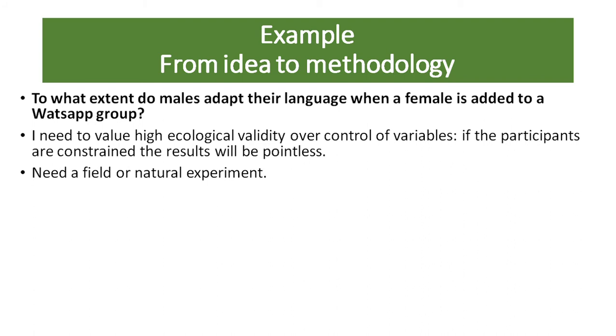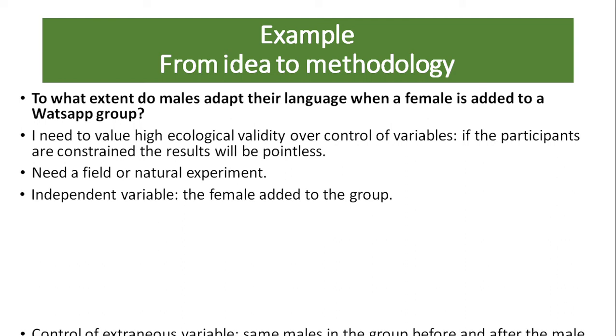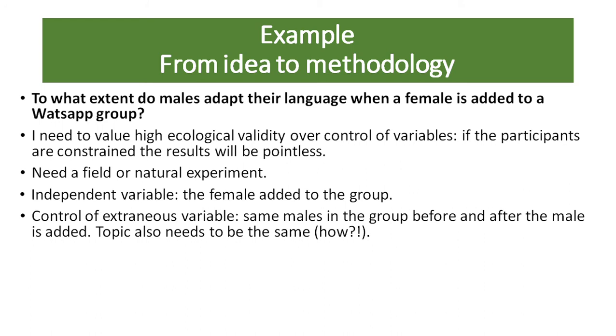So I've decided I'm going to need a field or a natural experiment because I want to have high ecological validity. My independent variable is going to be the female who I'm going to add to the group. Now, the control of extraneous variables, this is where it gets a bit complicated. So I'm going to need the same males in the group before and after. Oh, that should say female, sorry, before the female is added.